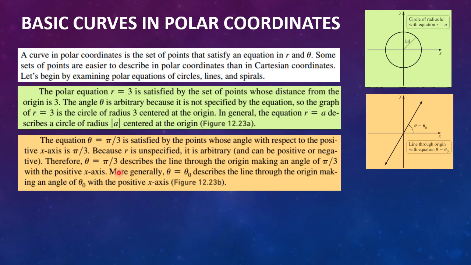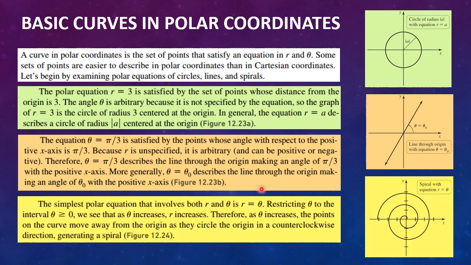The equation theta equals pi over 3 is satisfied by the points whose angle with respect to the x-axis is pi over 3. Because r is unspecified, it is arbitrary and can be positive or negative. Therefore, theta equals pi over 3 describes the line through the origin, making an angle of pi over 3 with the positive x-axis, as you can see here in this orangish color graph to the right. More generally, theta equals theta sub 0, or some constant, describes the line through the origin making an angle of theta sub 0 with the positive x-axis.